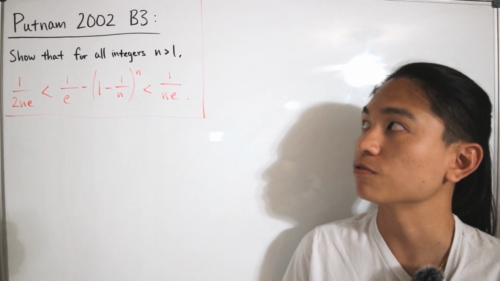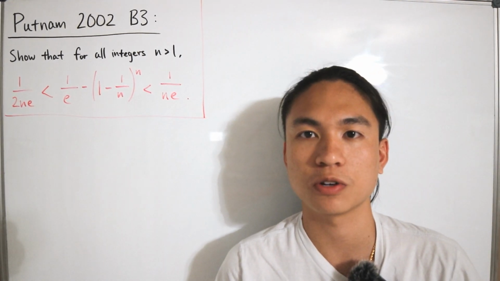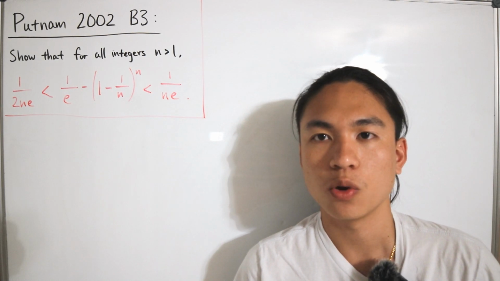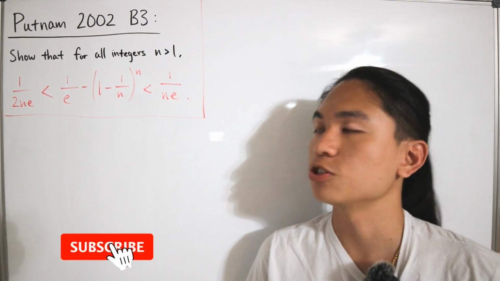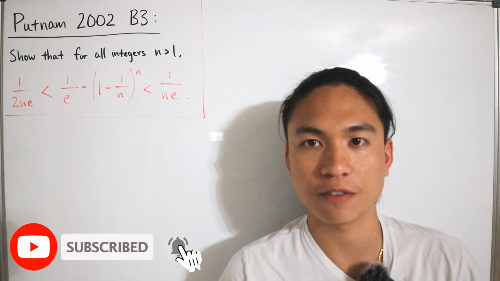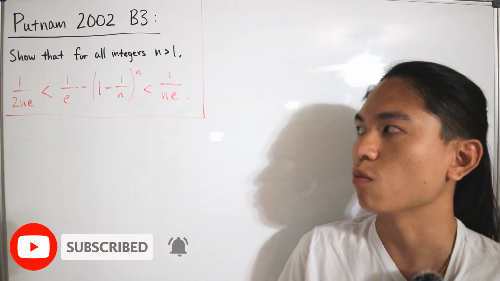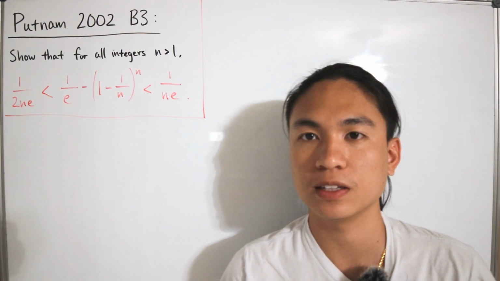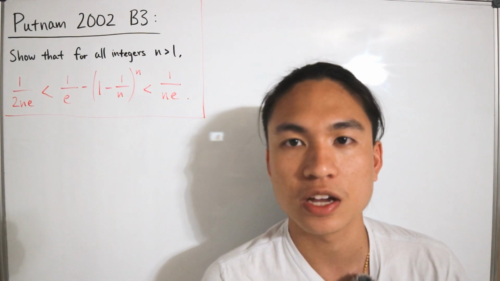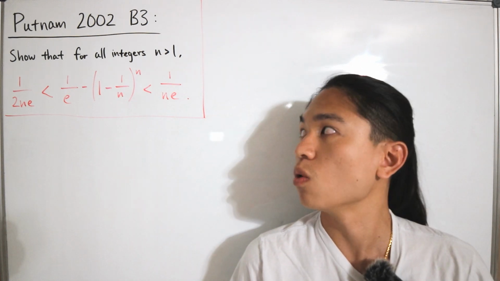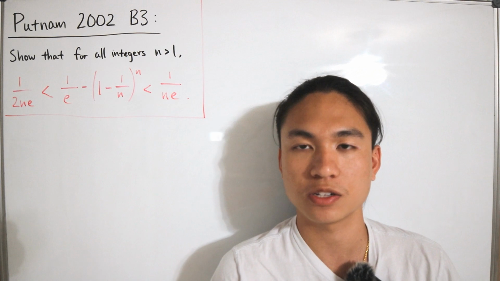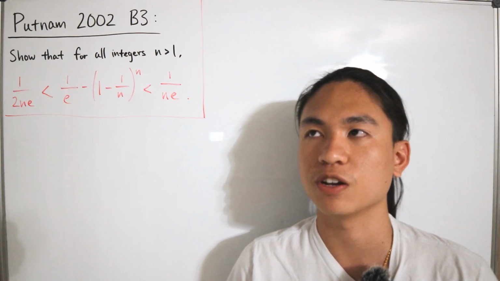So here's a question from the 2002 Putnam Exam. This is question B3 and it's asked as follows. We want to show that for all integers n strictly greater than 1, the following inequality holds. We have 1 divided by 2ne is strictly less than 1 divided by e subtract (1 minus 1 divided by n) to the power n, which is strictly less than 1 divided by n times e.